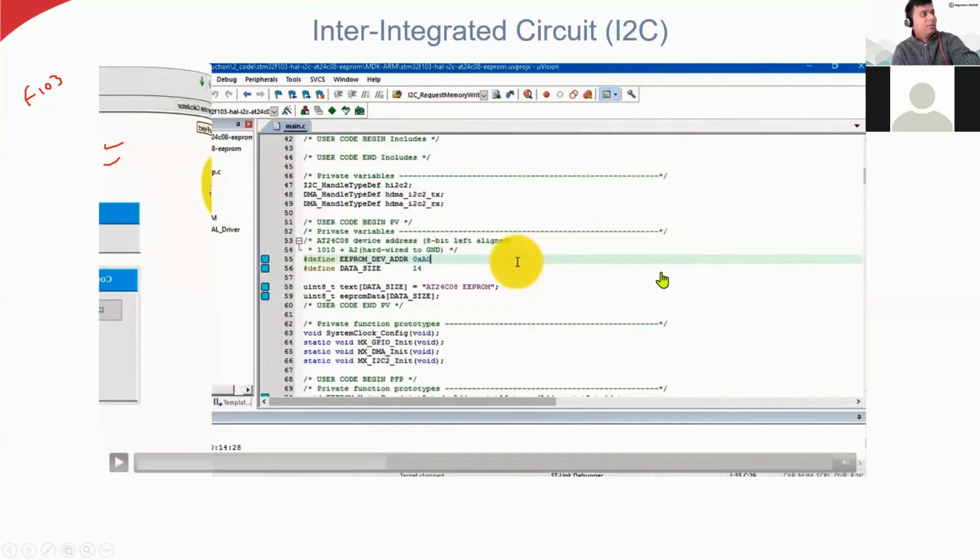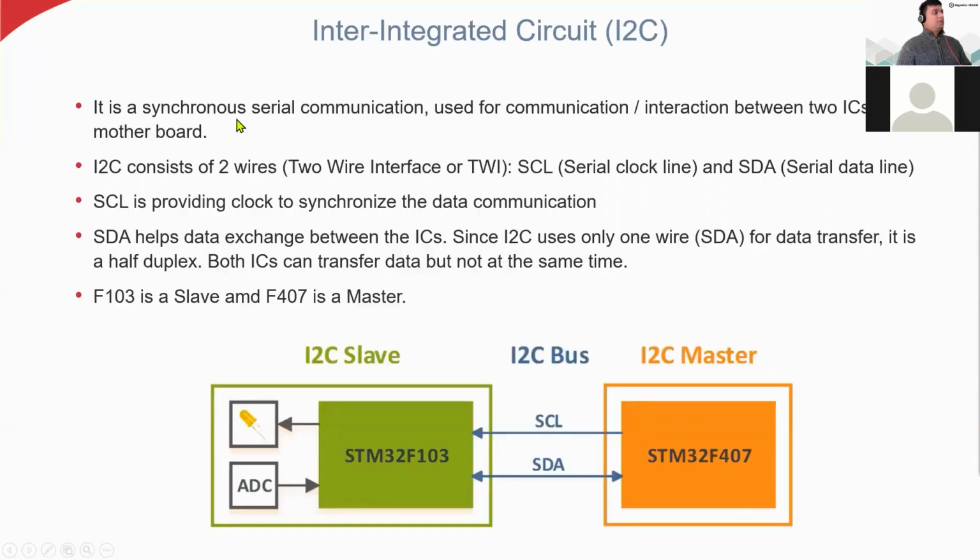This is actually part of your assignment 3. So it's a synchronous serial data communication. It's used to transfer the data between two ICs in the motherboard, and it has two wires. So that is called SCL and SDA, serial clock line and serial data line. SCL is providing clock to synchronize the data communication. SDA helps the data exchange between the ICs.